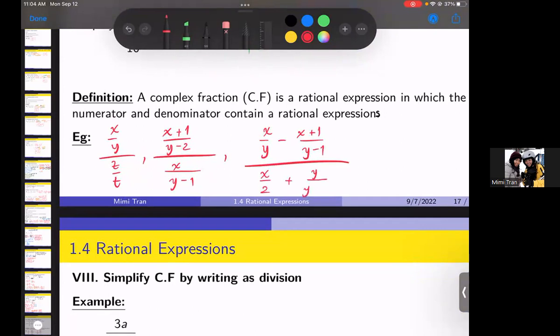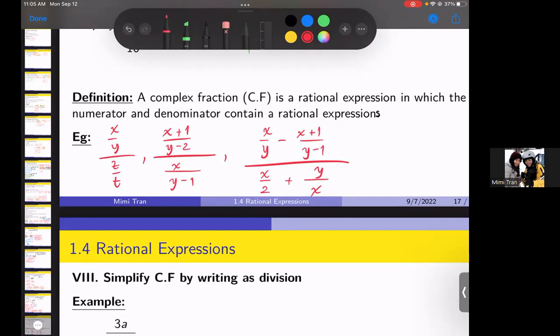Something like that. Maybe a 1 over... maybe I'll do y over x. Why is it hard? Because you have a multiple fraction now on top of multiple fraction.